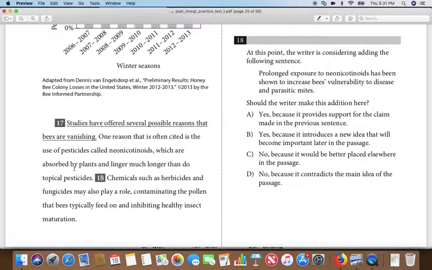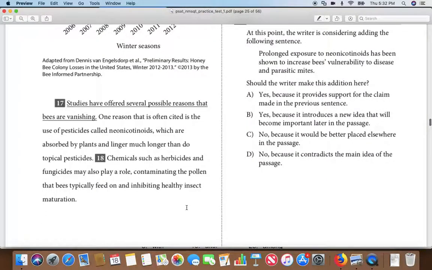Normally we would stop and answer question number 18, right? But right now we're not taking a timed test. We've got all the time in the world right now. Let's just go ahead and finish reading this paragraph, and we'll go back and do 18 in a bit. Chemicals such as herbicides and fungicides may also play a role, contaminating the pollen that bees typically feed on and inhibiting healthy insect maturation. Maturation, or growth, right?